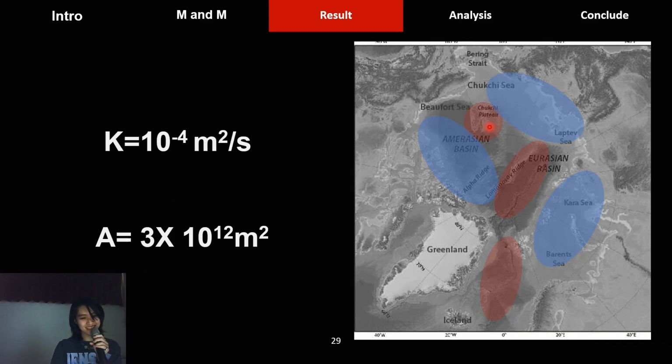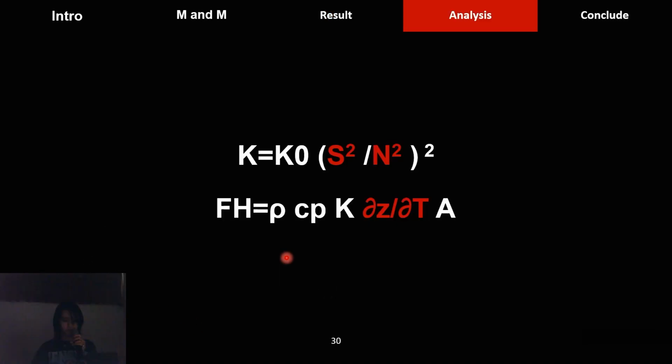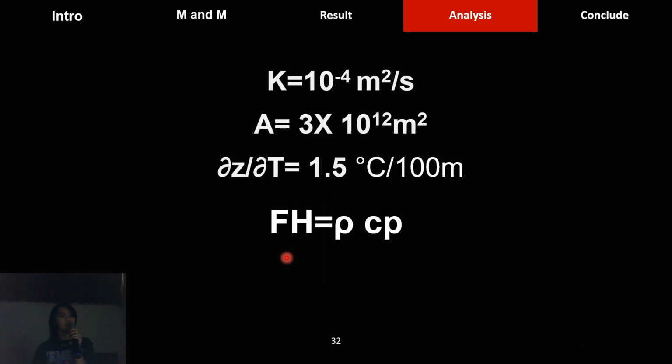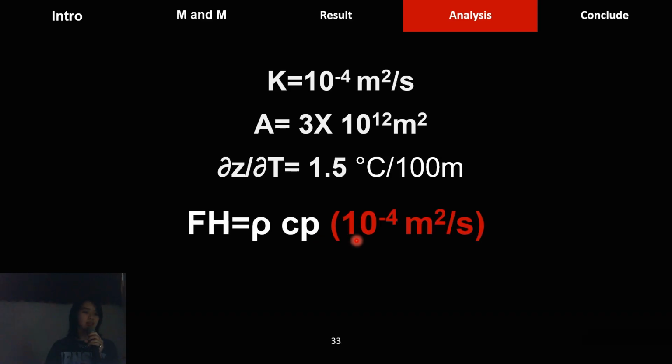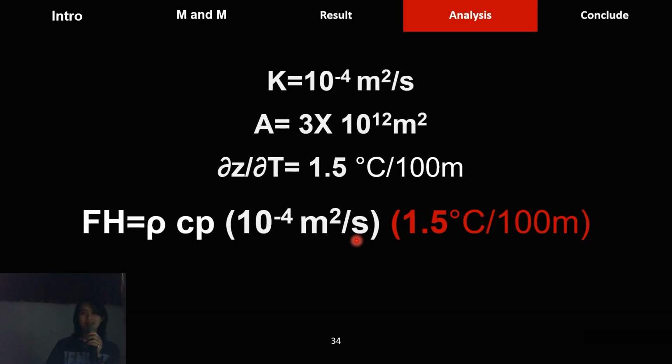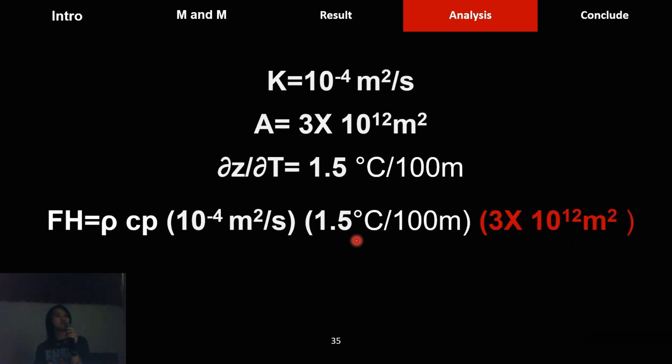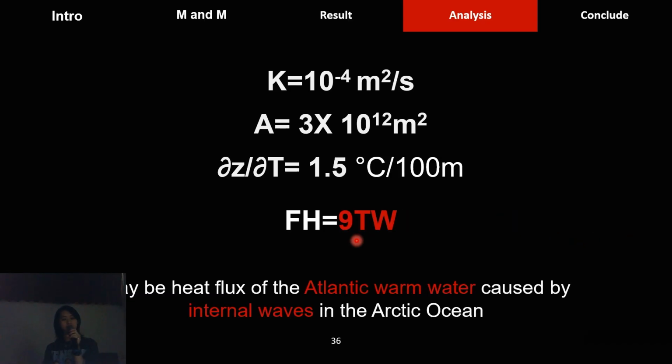So you can see the red area is the place that has rough topography, which is about 30% of the Arctic, and that makes the total area of today this amount. And now we finally have all of our data. We can try to calculate the heat flux. It can be expressed as some oceanic constants times K times the temperature gradient times A. That makes the final heat flux 9 terawatts.